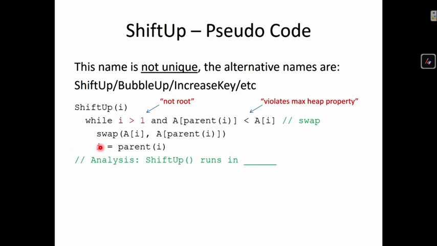There's a loop, and it will keep looping while you find that the current node is not the root, and also the parent of the current node is smaller than the current node. That means the max heap property is violated. Then what do you do? You just swap the values of the node and its parent node, update the index to be the parent index, and then continue doing this. So this is shift up.